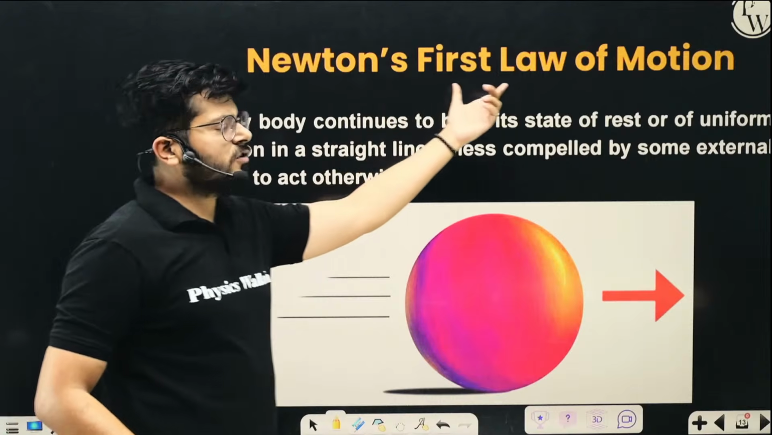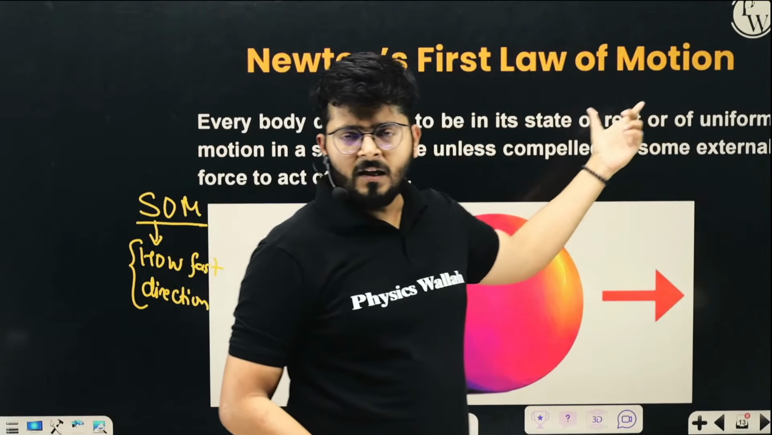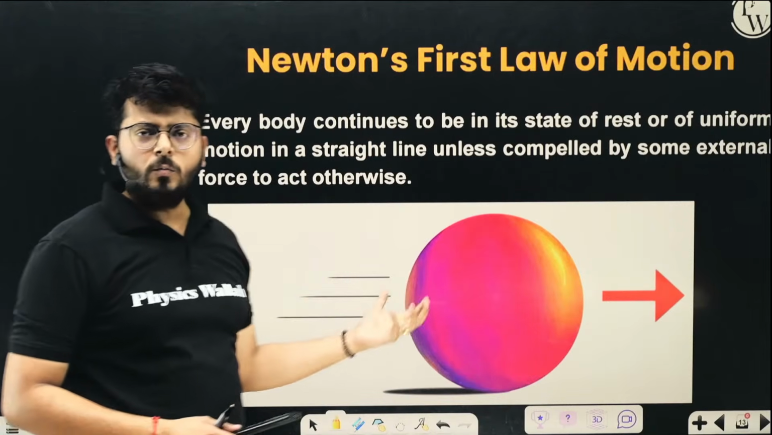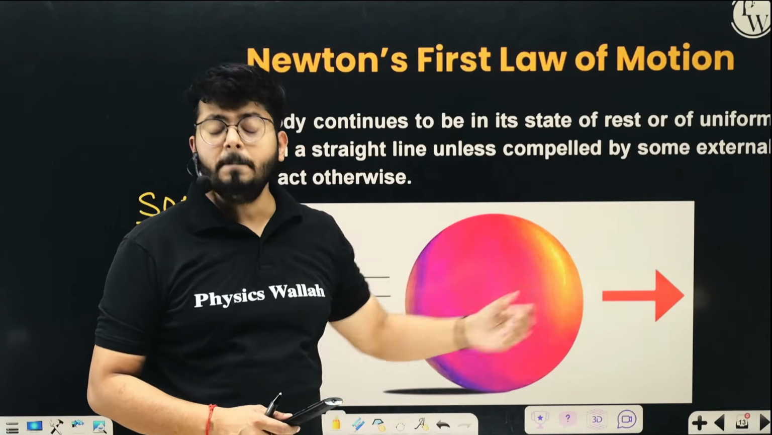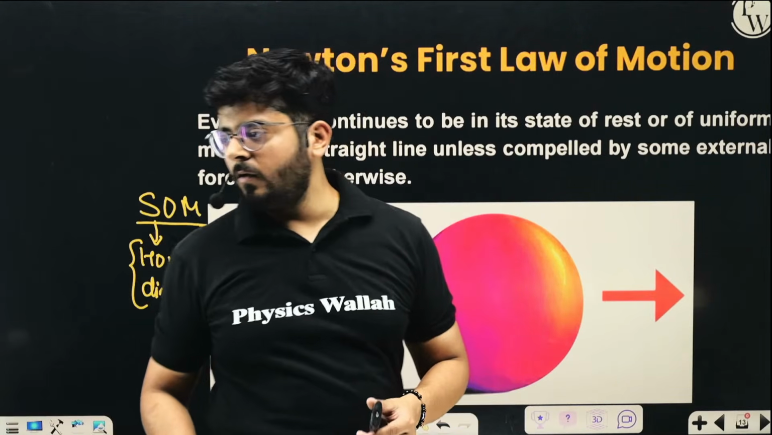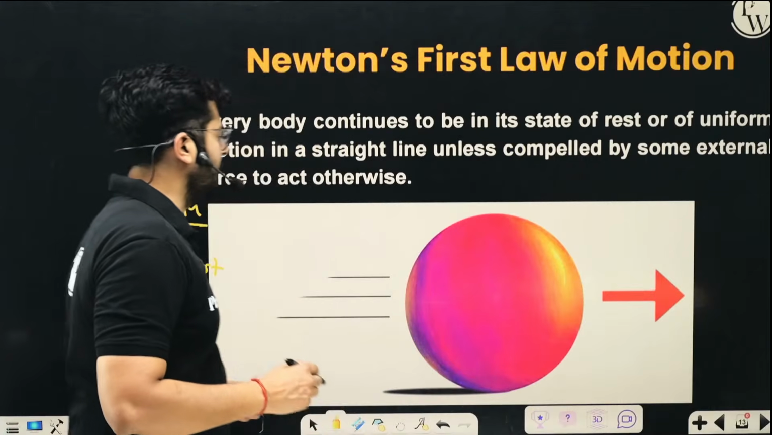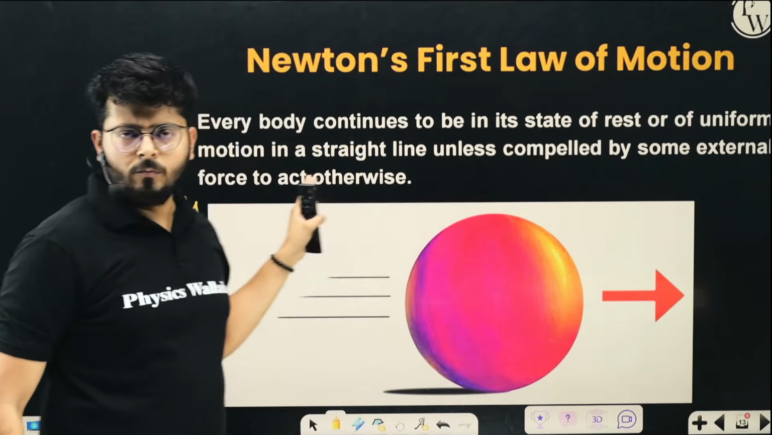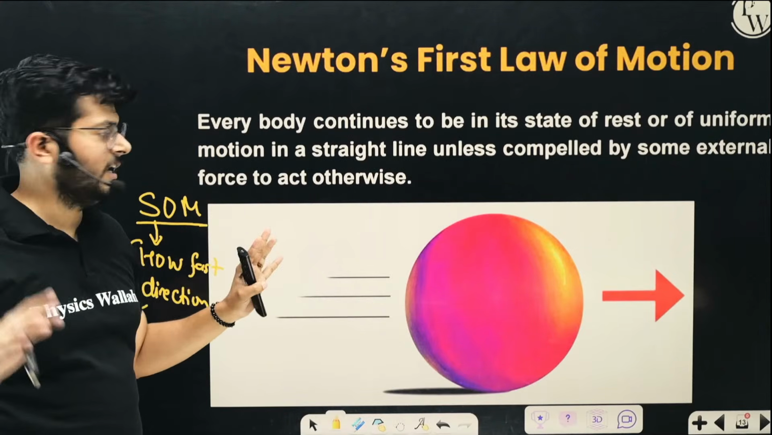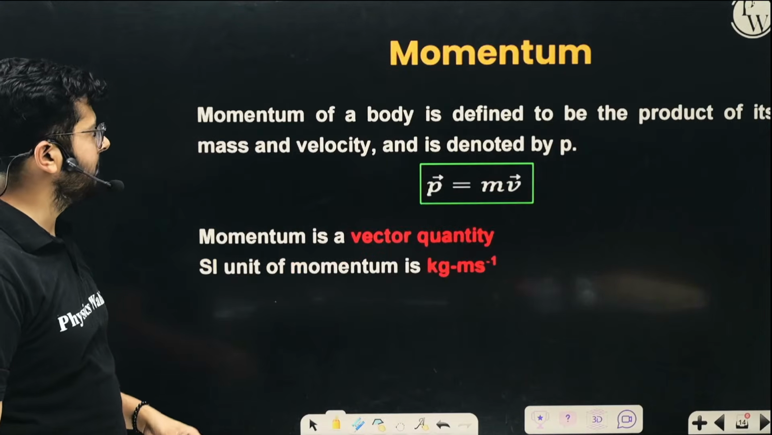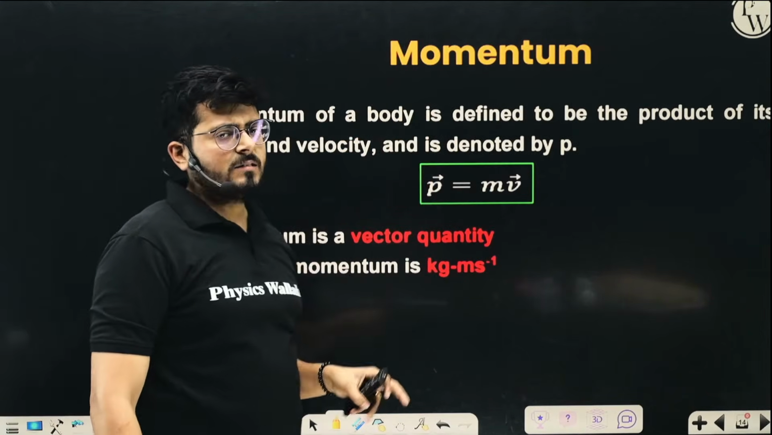So Newton's first law of motion is about that, right? A body that is moving at a certain velocity will continue to move with that velocity in that direction only, unless a force is applied on it, right? Unless a force is applied on it. I hope the idea is very, very clear. So every body continues to be in its state of rest or uniform motion. That means the state of motion does not change unless an external force is applied on the body, right?